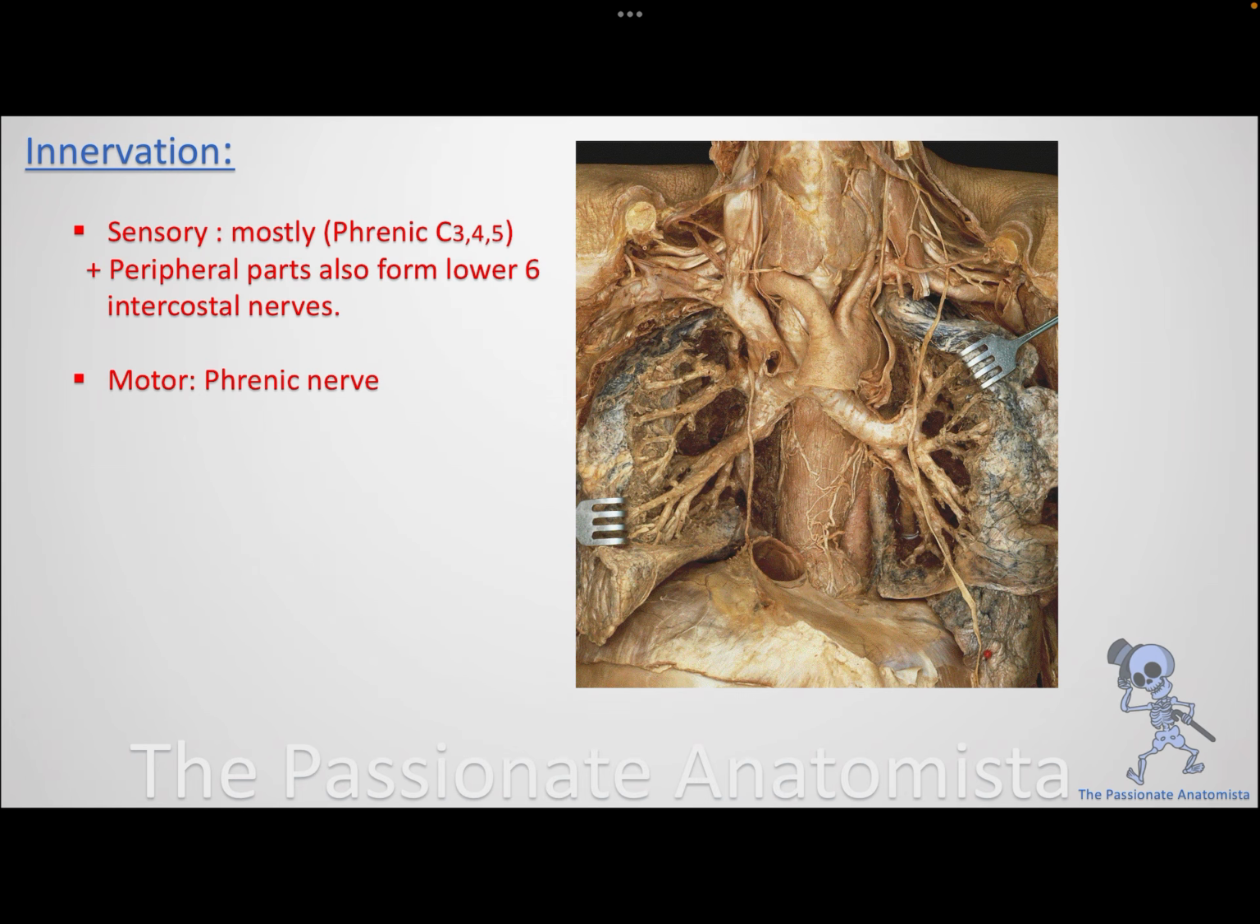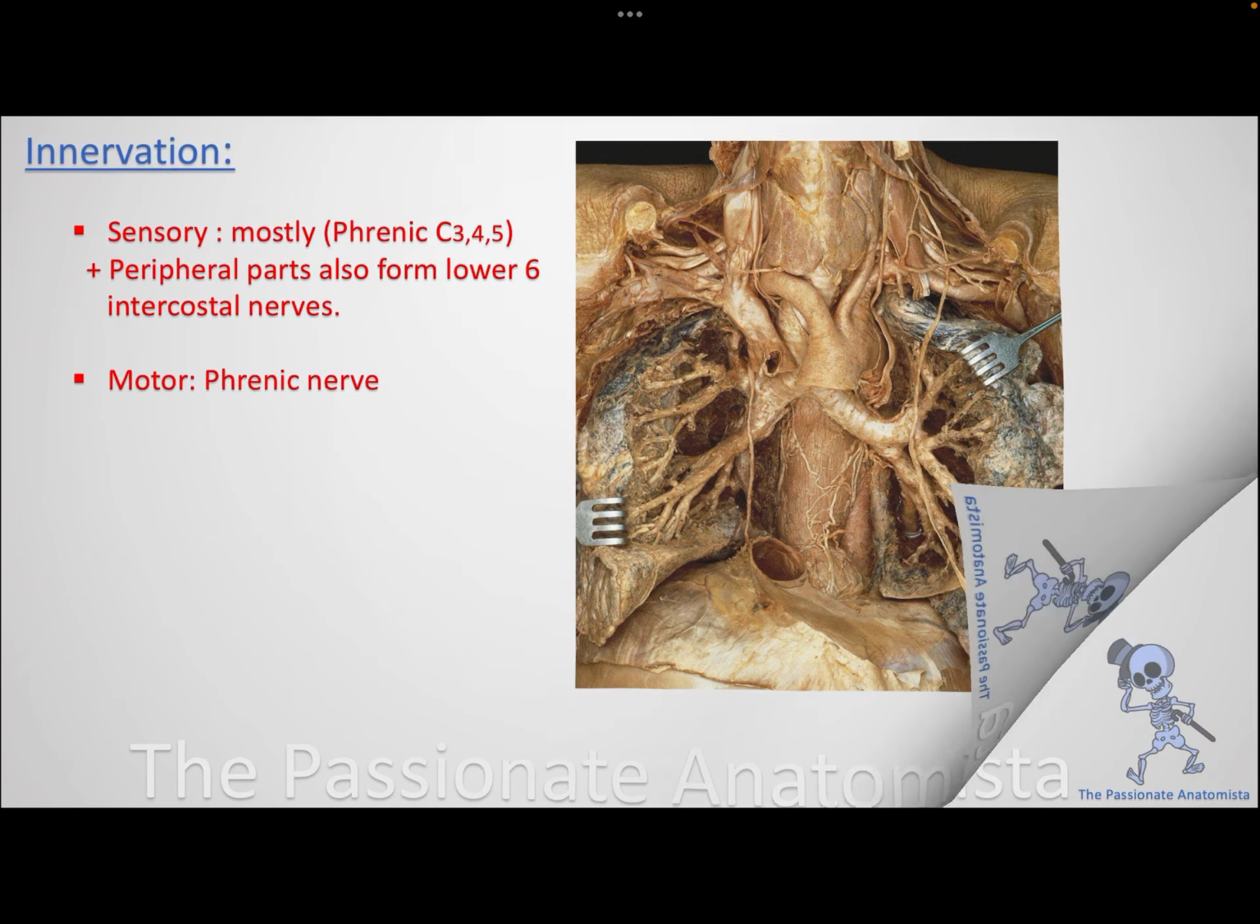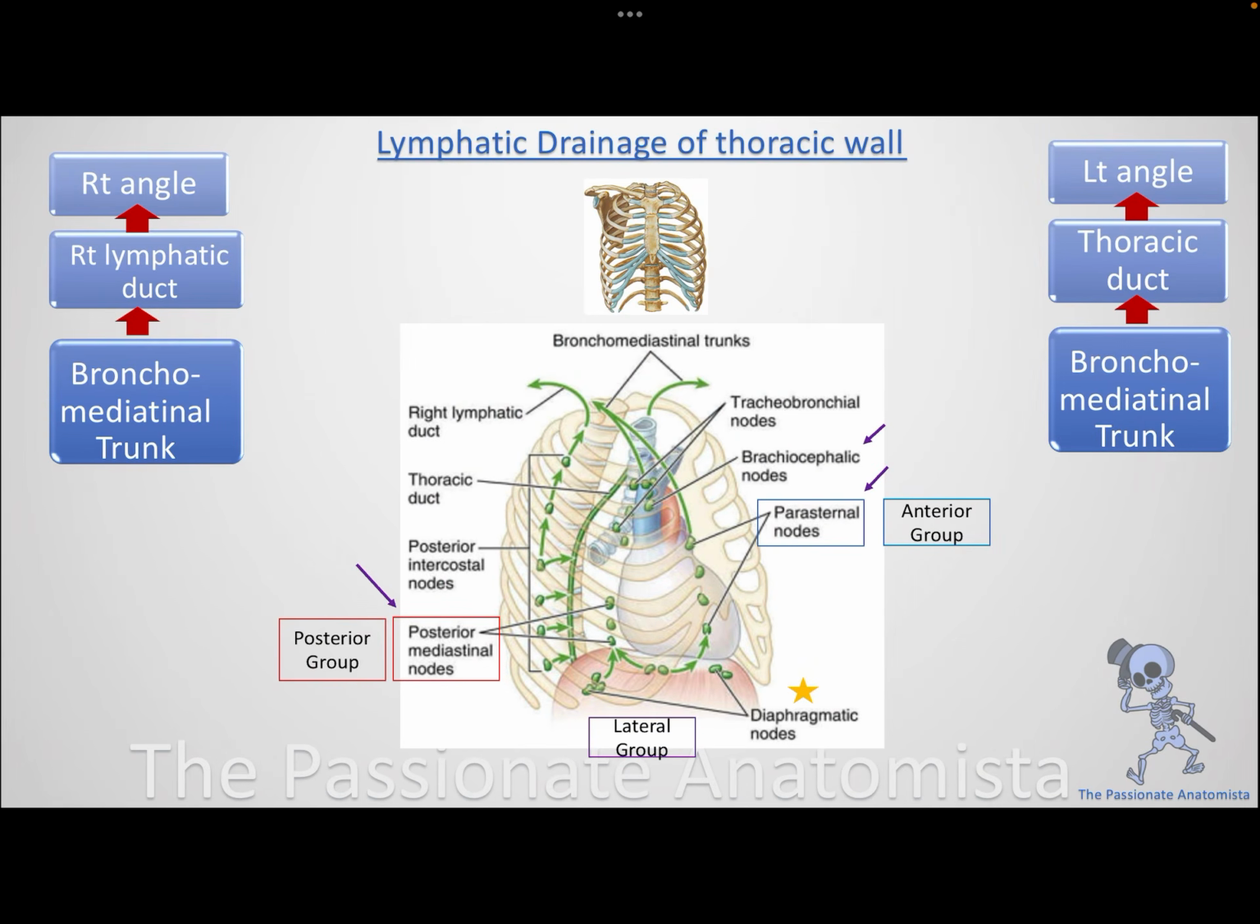Now, what about the innervation? The diaphragm is mostly innervated, sensory and motor, by the phrenic. However, the peripheral parts of it can also receive sensory innervation from the lower 6 intercostal nerves. All right, what about the lymphatics? It's quite simple and easy. The diaphragmatic nodes are what drain the lymphatics from the diaphragm.